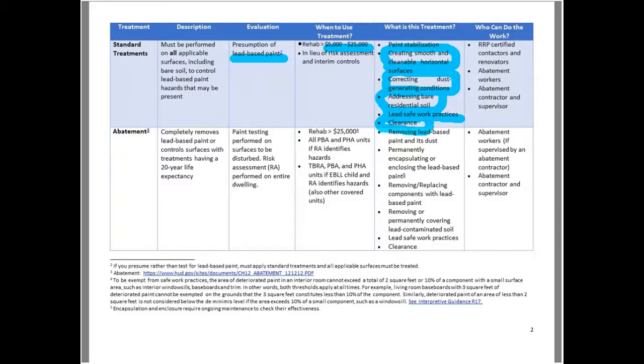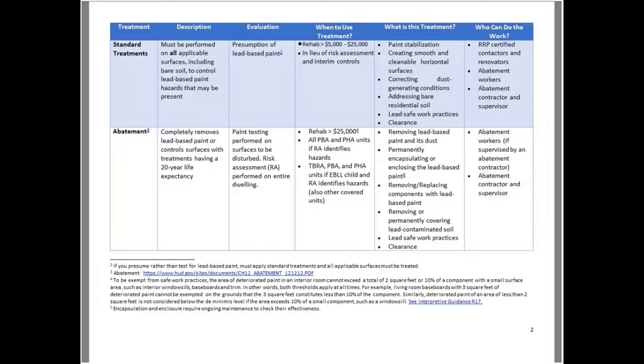So to know that we have acceptably done this, we are going to be doing clearance testing as part of that. So who can we use to do the work? They need to be an RRP certified contractor and renovator. If we are doing abatement, we'll have a higher level, but we could actually be using abatement workers and abatement contractors for our interim controls, but we do have the option under interim controls to simply be using an RRP certified contractor and workers.